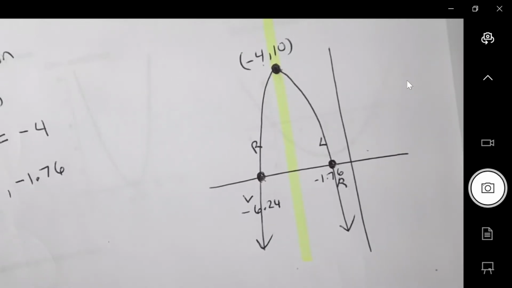Does anybody need me to come see their calculator stuff? If it didn't work out, if they don't know where to put their mouse.